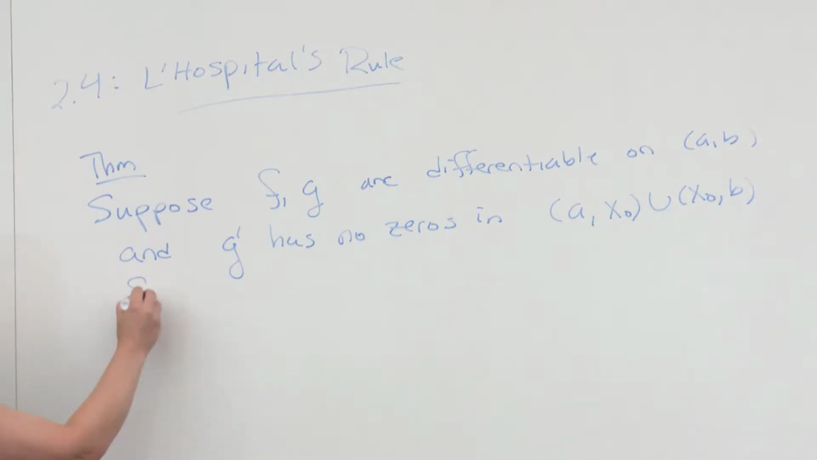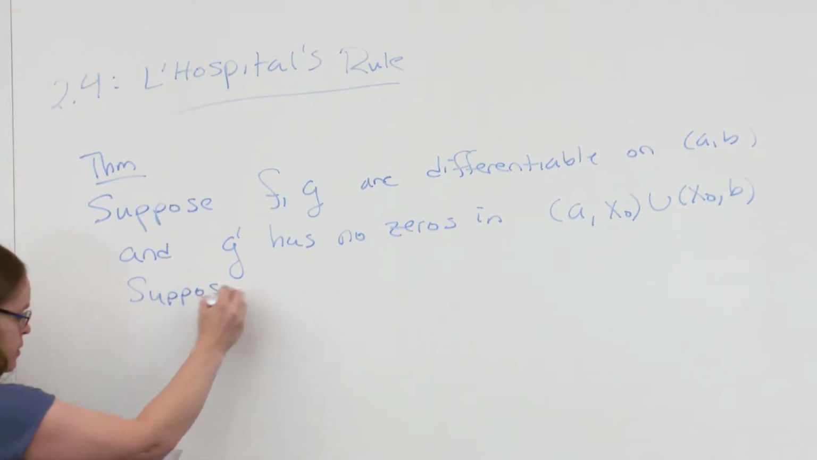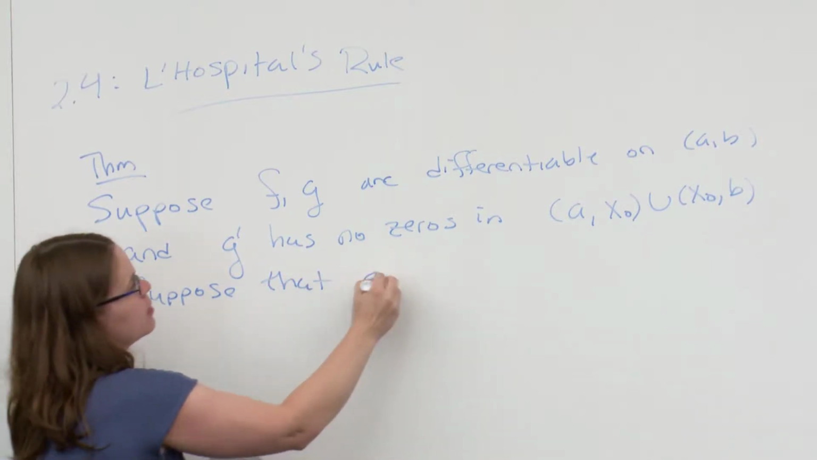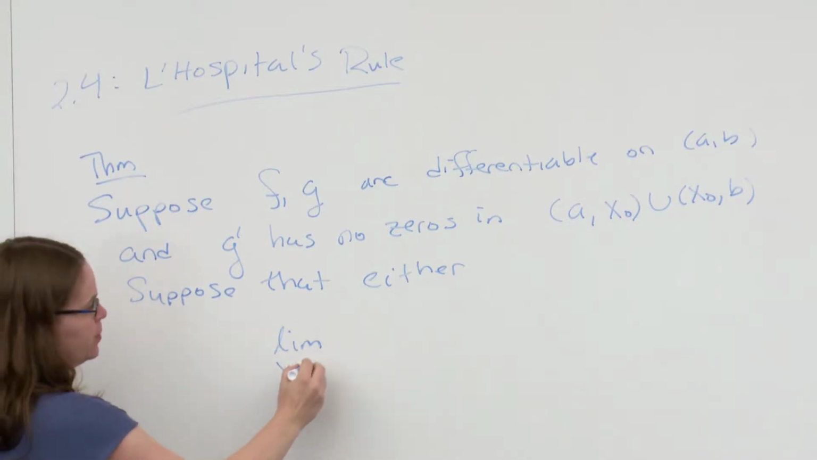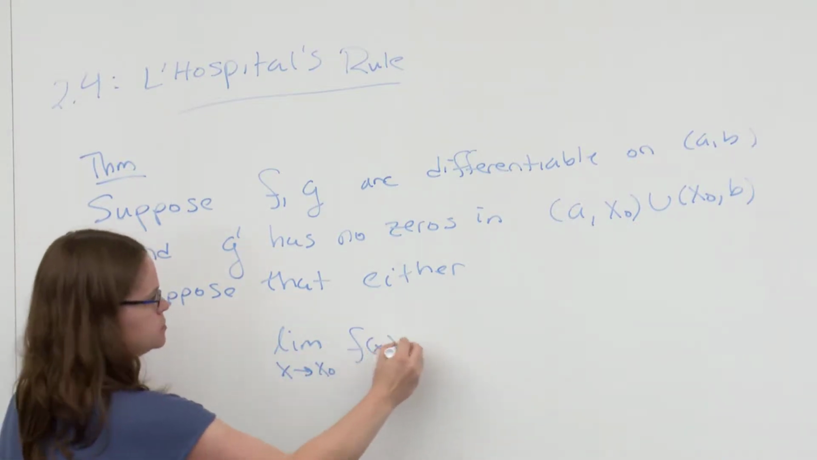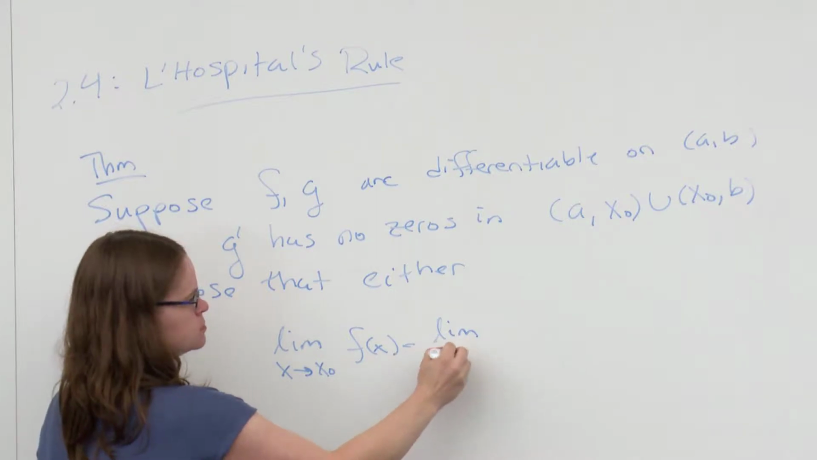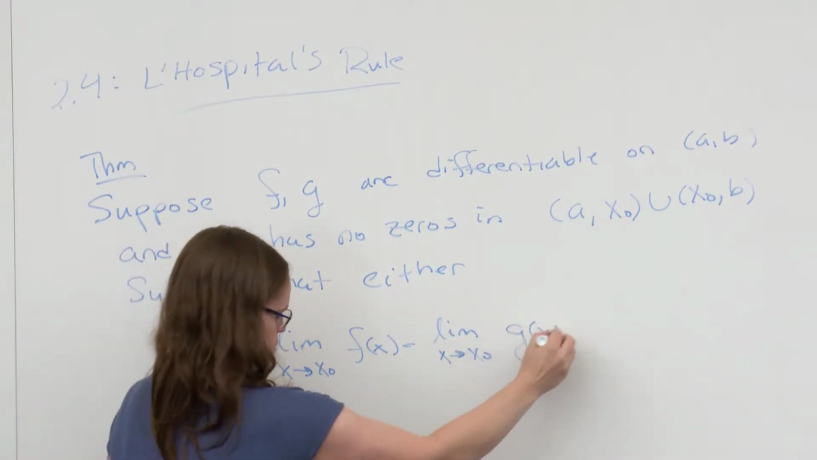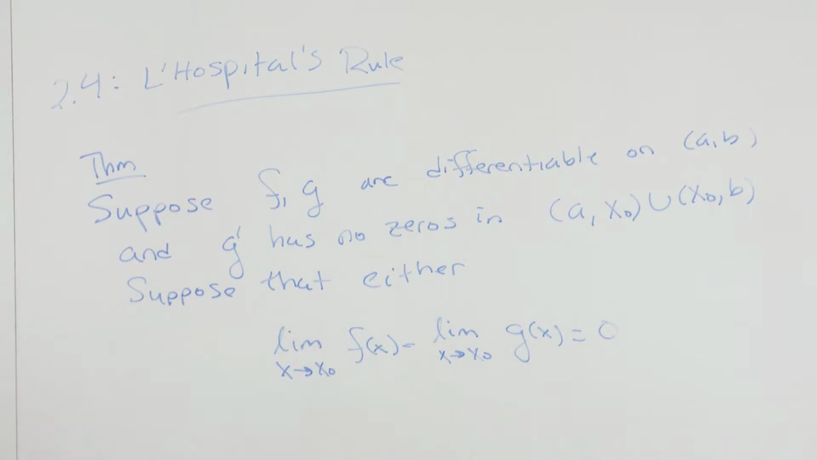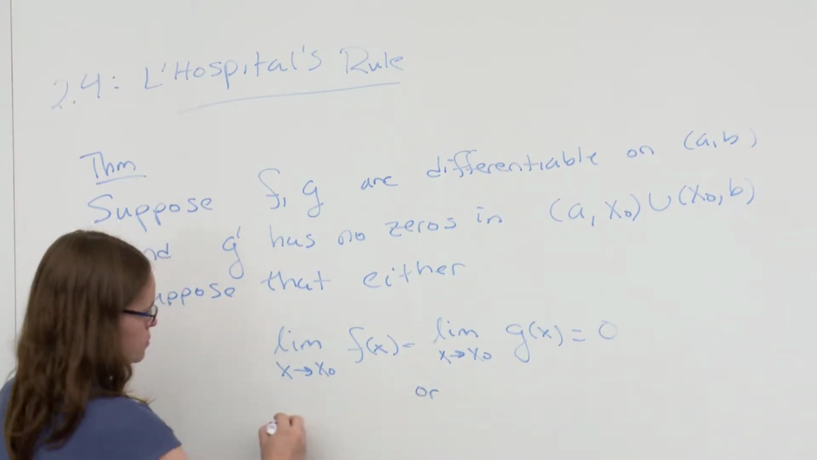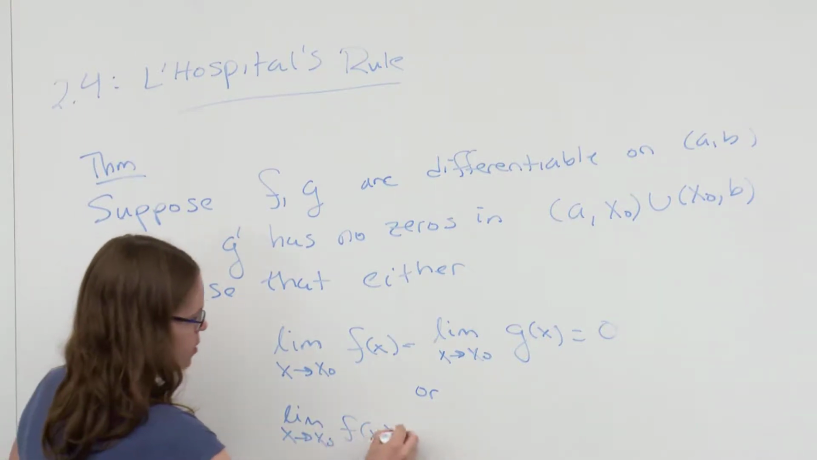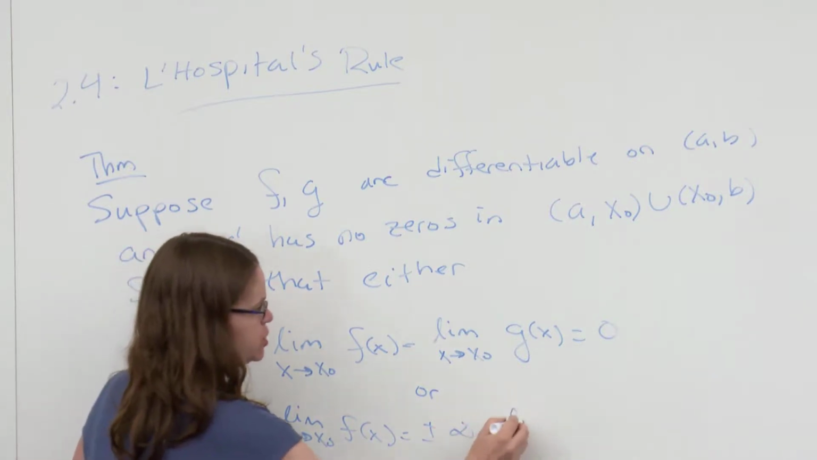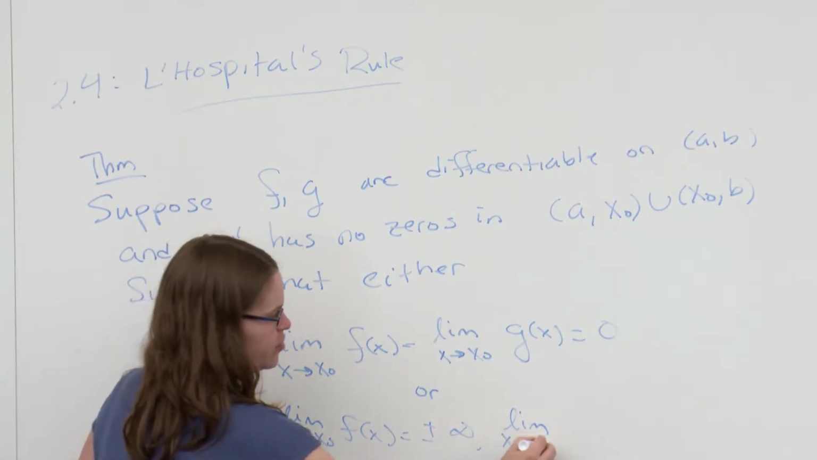Then we're going to suppose that either of these two things is true. Either both f and g are approaching 0, or they're both approaching infinity. So either this one or f of x goes to plus or minus infinity, and g of x also goes to plus or minus infinity.